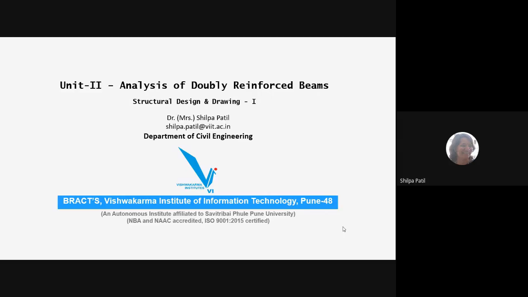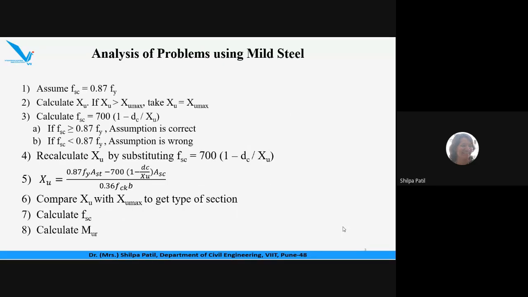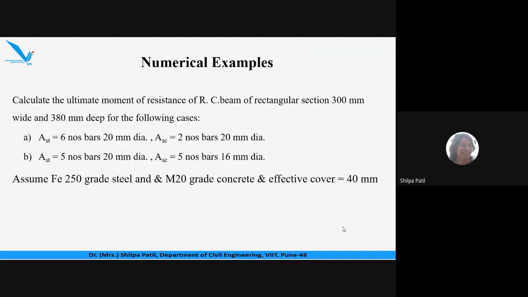In the previous lecture, we started the analysis of doubly reinforced beams. We saw the basic concepts and the formulas used to find the depth of neutral axis as well as the moment of resistance of the doubly reinforced section. We discussed the analysis using mild steel, followed specific steps for finding the moment of resistance, and also started solving one problem, completing part A.